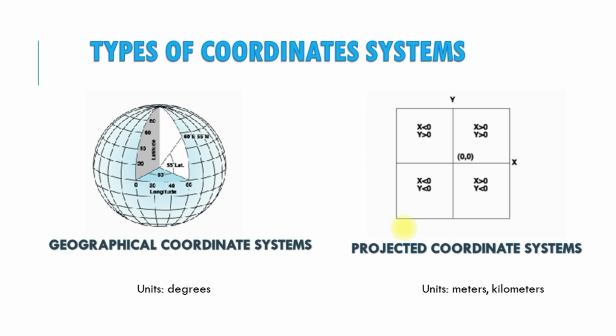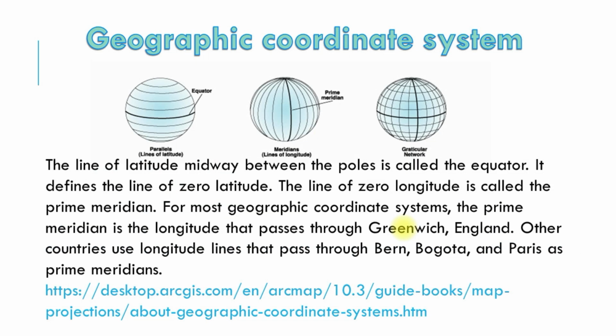A projected coordinate system is derived from the geographic coordinate system during a process called projection. I will explain to you why we need projected coordinate systems. At first, let's start with the geographic coordinate systems.